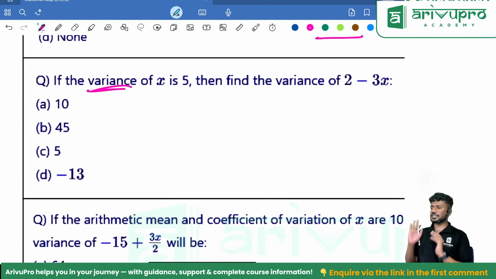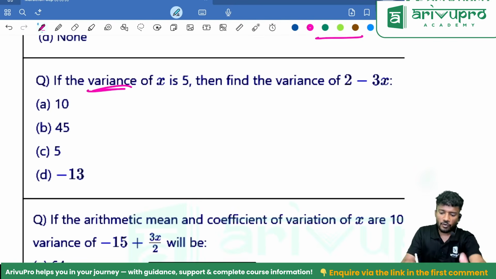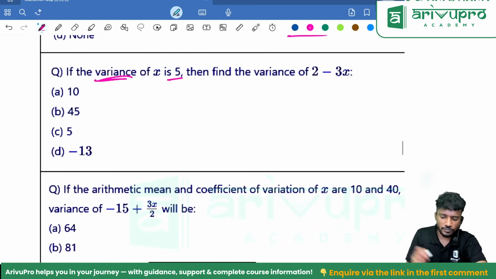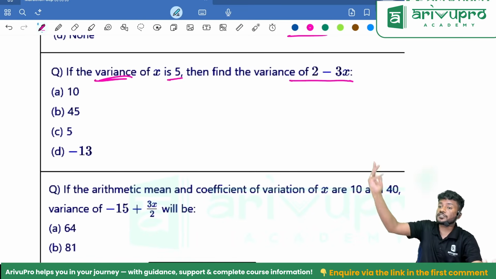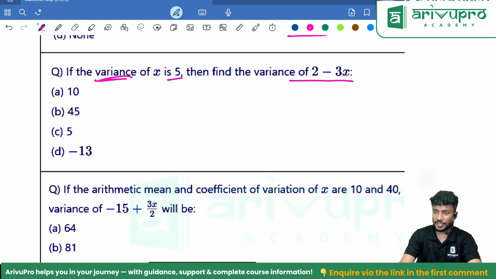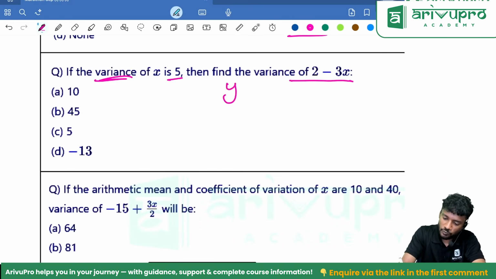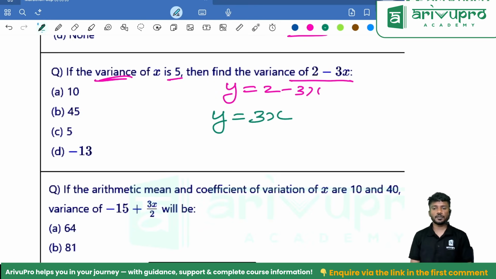Whenever variance is asked in this type of question, we will find standard deviation, then we will square. Variance of x is 5. Find the variance of 2 minus 3x. Then you will ask, sir, where is y? Will you write 3x itself? No. You should write y is equal to 2 minus 3x. From that you will write y is equal to 3x. Are you getting the point?